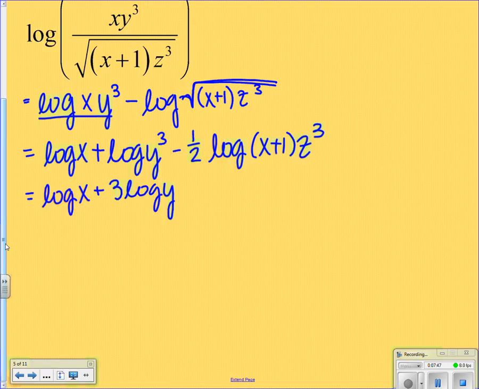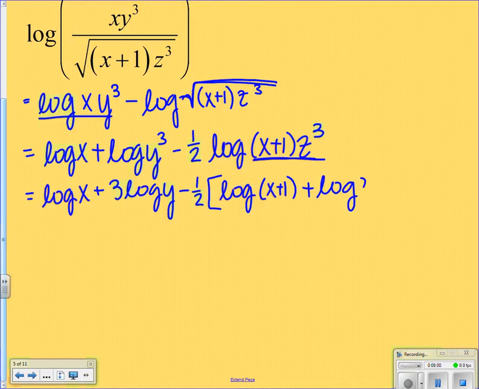Now on this last part, we have two pieces. We have x plus 1 and we have z to the 3rd. So we are going to make it into two logs, the log of x plus 1 plus the log of z cubed. Now, I put parentheses around those because while they are both being multiplied, so we put a plus sign there, they are also both having the property of negative 1/2 in front of them. So we actually need to distribute that negative 1/2.